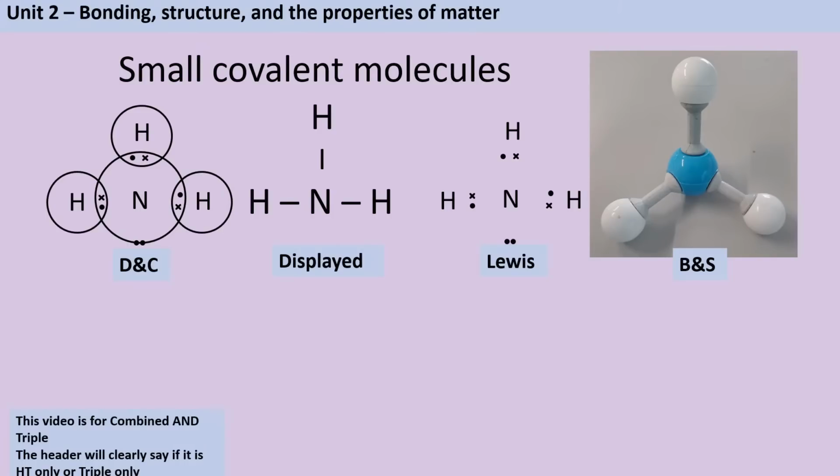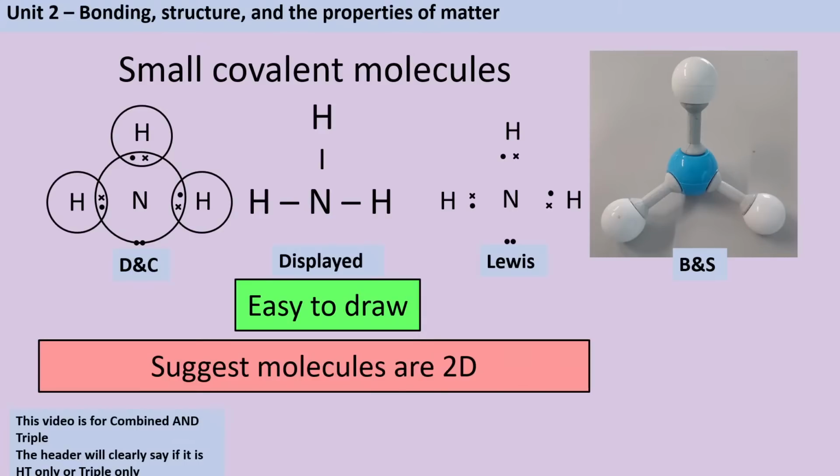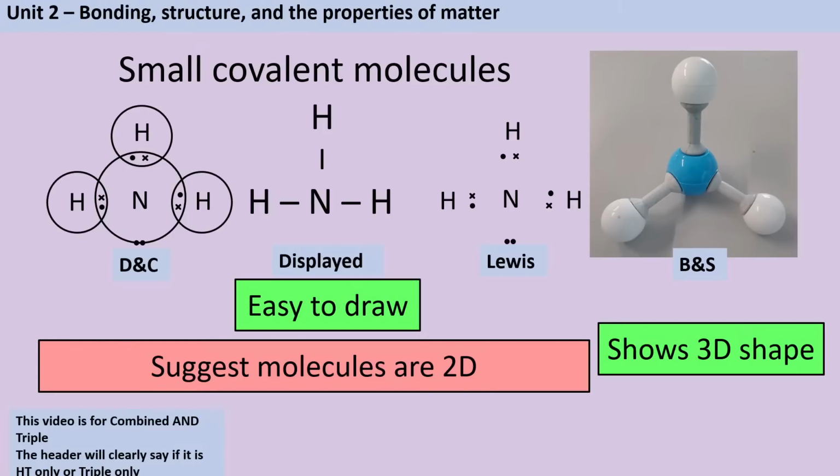Okay, so first one, the displayed formula is very, very easy to draw. So it's going to make life simple for you. Second thing, the dot and cross diagram and the displayed formula and the Lewis formula, incidentally, you're not supposed to know it's called a Lewis formula. So those 3, they all make it look like the molecule is 2D. And we know it's not, right? It has a 3D shape. So that's a good thing about this ball and stick model.